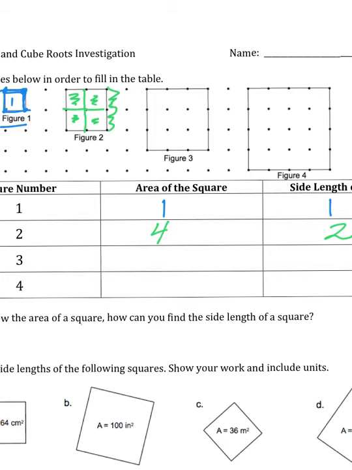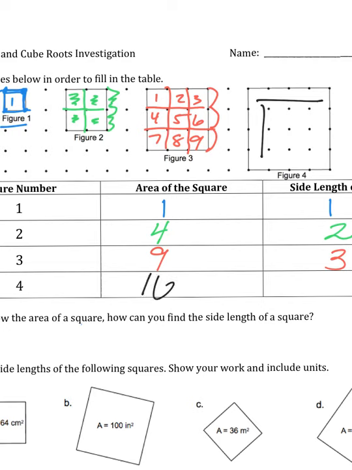So take a minute, pause the video, and see if you can come up with the area and the side lengths for figures 3 and 4. So figure 3 has an area of 9 because there are 9 boxes in here. So 1, 2, 3, 4, 5, 6, 7, 8, and 9. So the area is 9, and then the side length is 1, 2, 3. And then figure 4 has an area of 16. There's 4 by 4 here, so 16. And the side length is 1, 2, 3, 4.